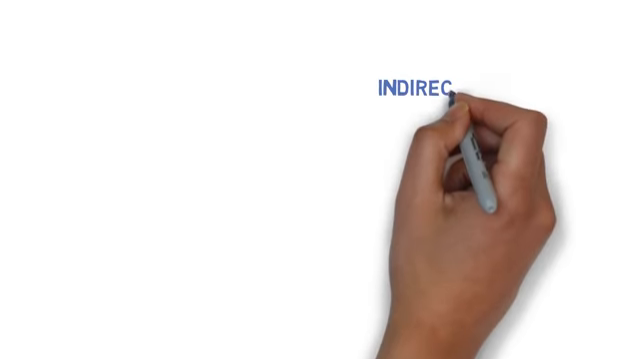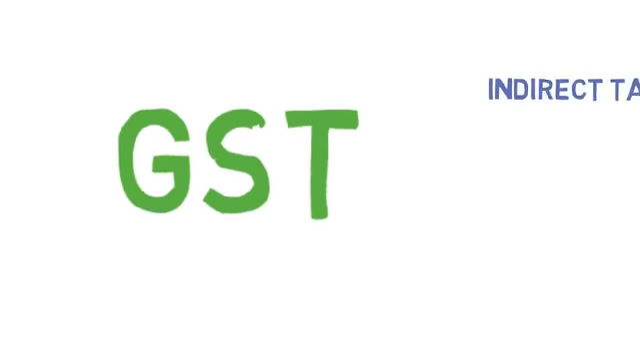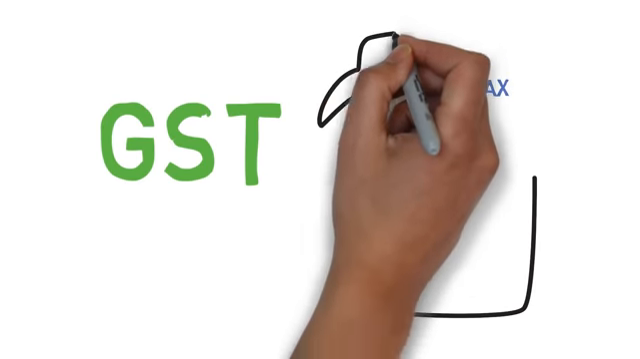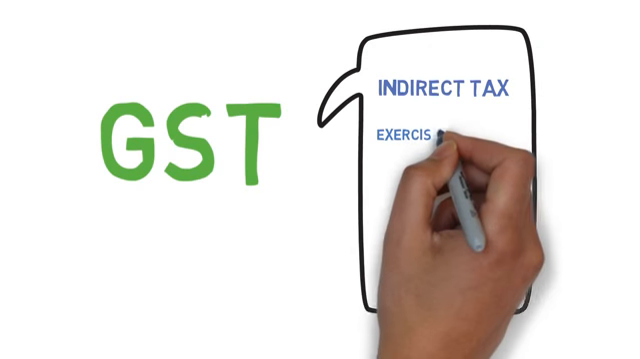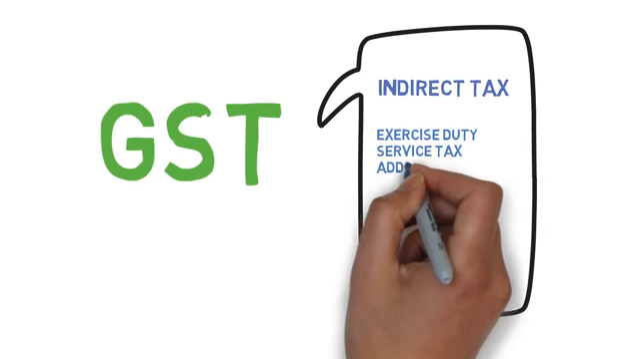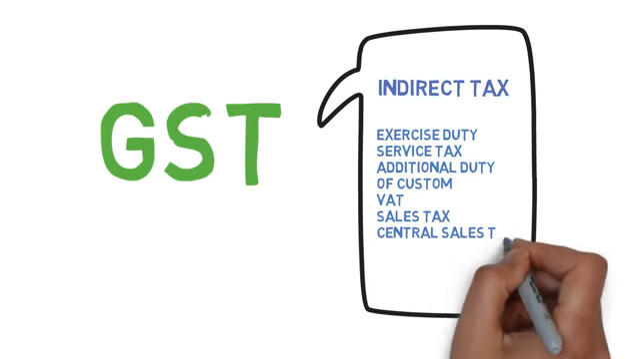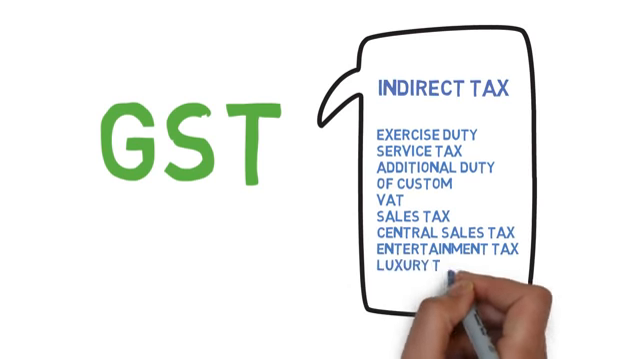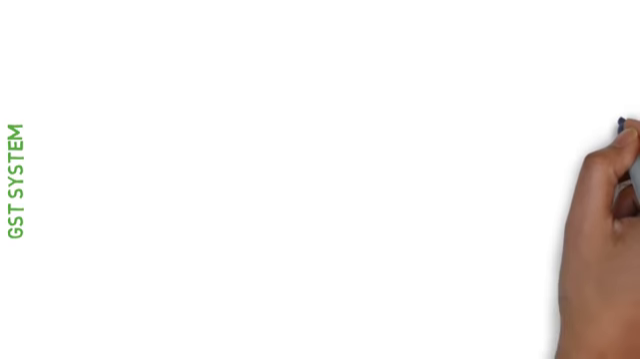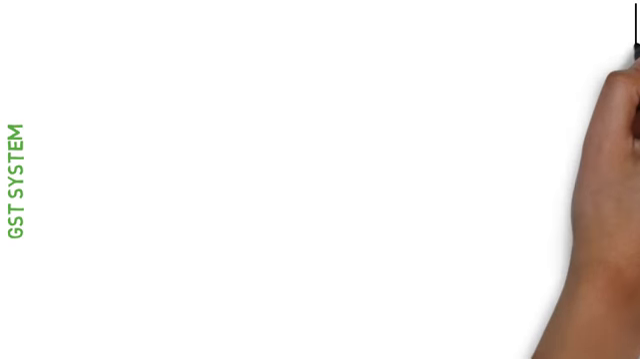Here, the point of interest is indirect taxes, because GST will replace all indirect taxes, which include excise duty, service tax, additional duty of customs, VAT, sales tax, central sales tax, entertainment tax, luxury tax, etc. So the question is how GST is different from the current taxation system in India.